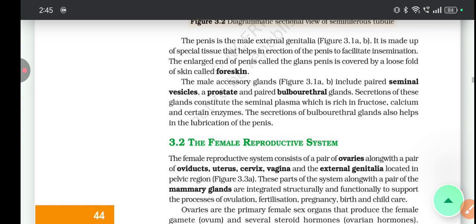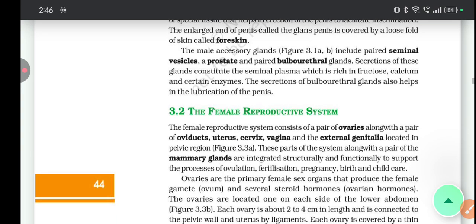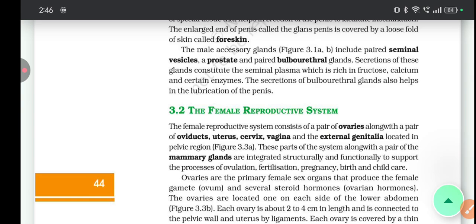The male accessory glands include a paired seminal vesicle, a prostate, and a paired bulbourethral gland. Secretions of these glands, along with certain enzymes, form the seminal plasma. The secretion of the bulbourethral gland can also help in the lubrication of the penis.